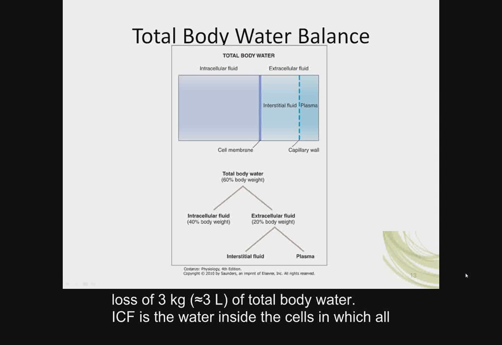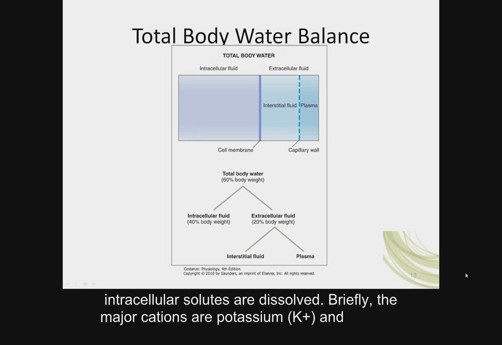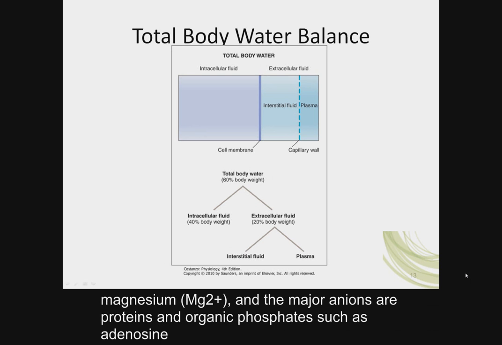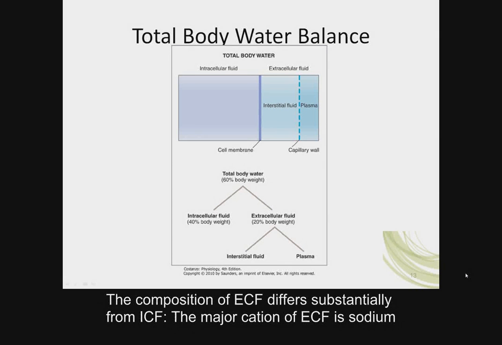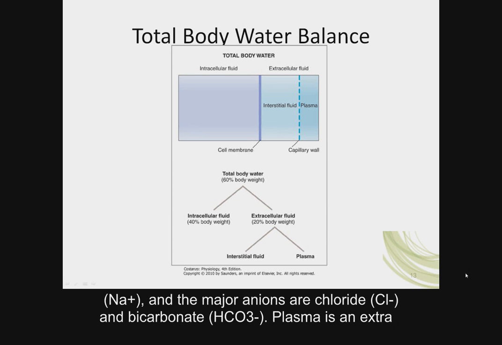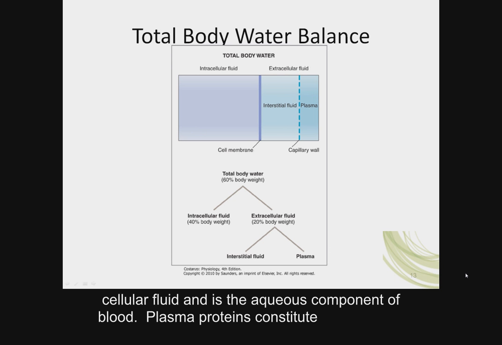Intracellular fluid is the water inside the cells in which all intracellular solutes are dissolved. Briefly, the major cations are potassium and magnesium, and the major anions are proteins and organic phosphates, such as adenosine triphosphate, adenosine diphosphate, and adenosine monophosphate. The composition of the extracellular fluid differs substantially from the intracellular fluid. The major cation of the ECF is sodium, and the major anions are chloride and bicarbonate.